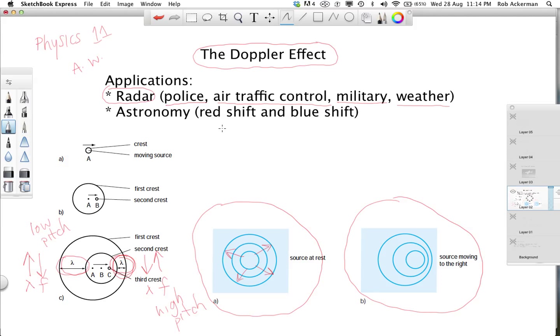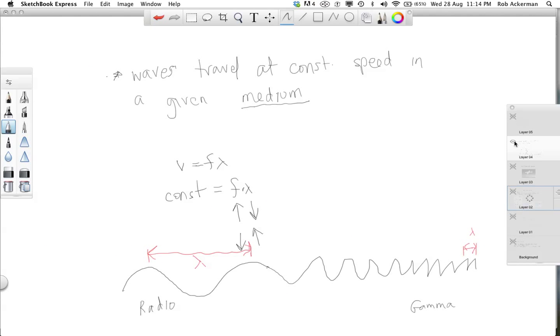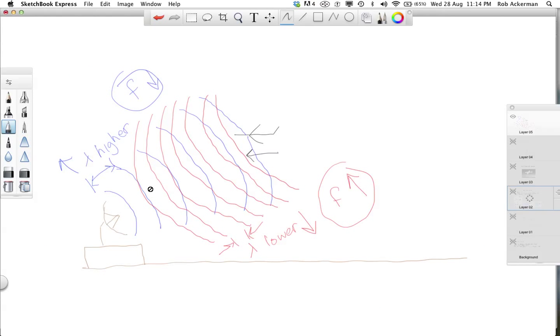Well, they actually use their telescopes to analyze the light that's coming toward us. And in the same way that the radar people were investigating the return waves, in astronomy, when we use our telescopes, we look at the waves that are coming toward us from these stars and galaxies.